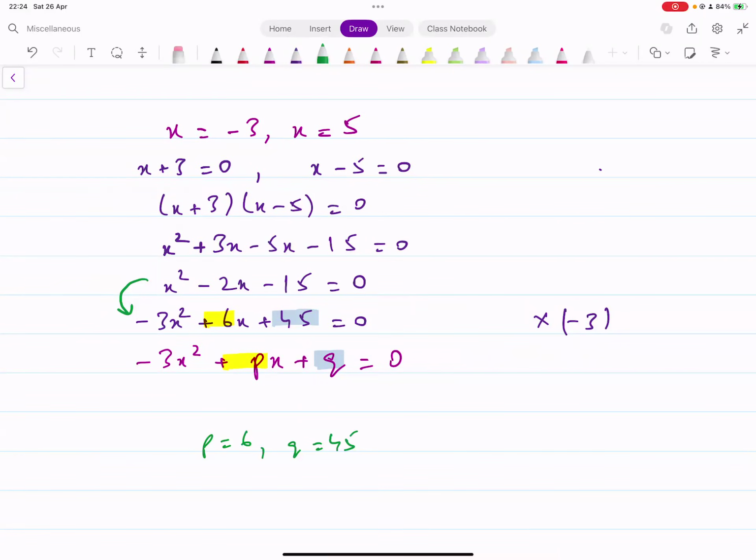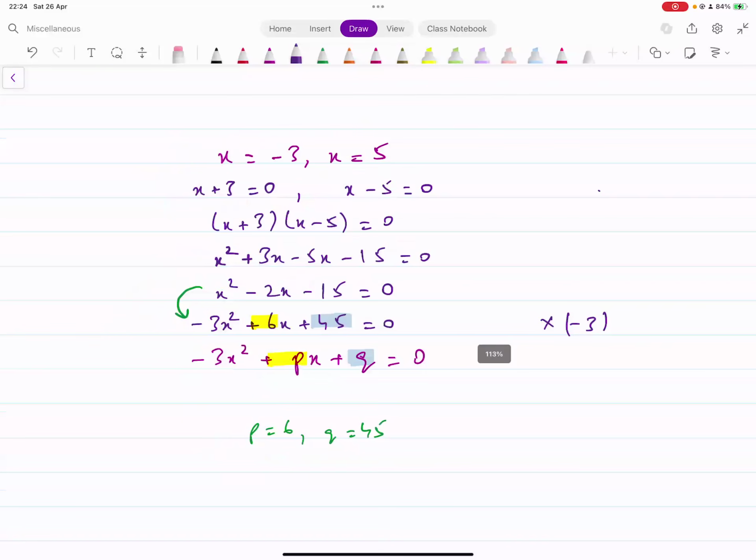So in this case, we knew the coefficient of x squared. So they had to be equal before we could compare these two equations, right? So that's a more complicated example that you would see.